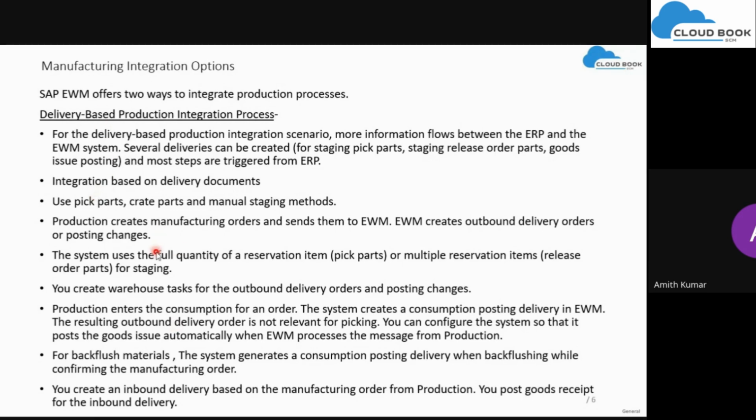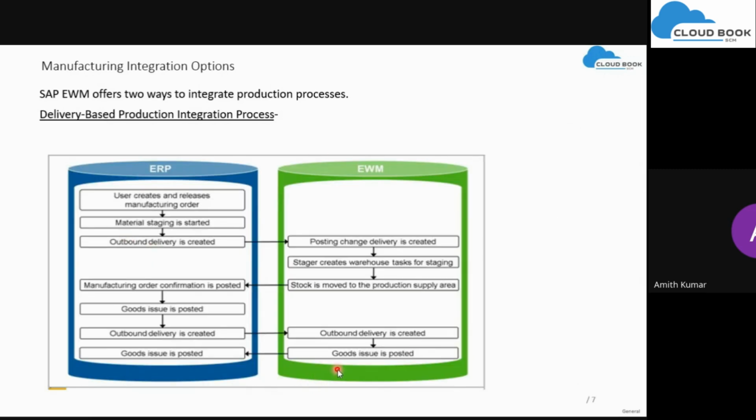Before I go into these bullet points, let me show you a picture. This will give you more clarity. So here we have an ERP system and an EWM system. Here also you can see that the process starts in the ERP by creating a manufacturing order and releasing it. Once the manufacturing order is released, an outbound delivery is created in the S4 system, and this outbound delivery is then distributed to the EWM system.